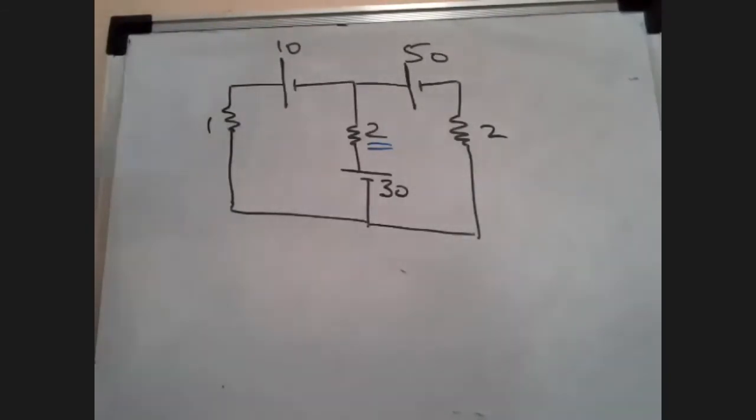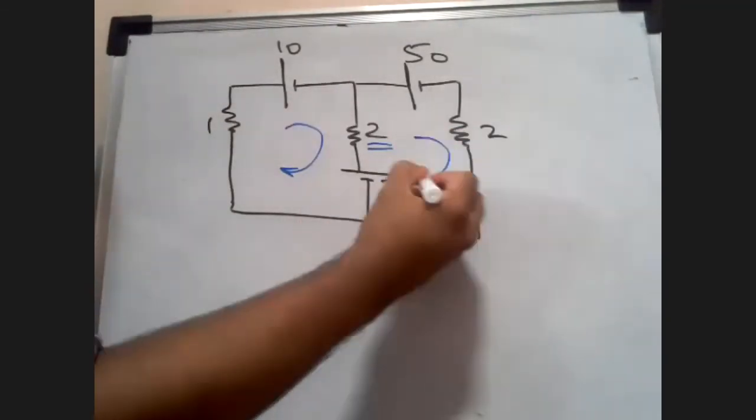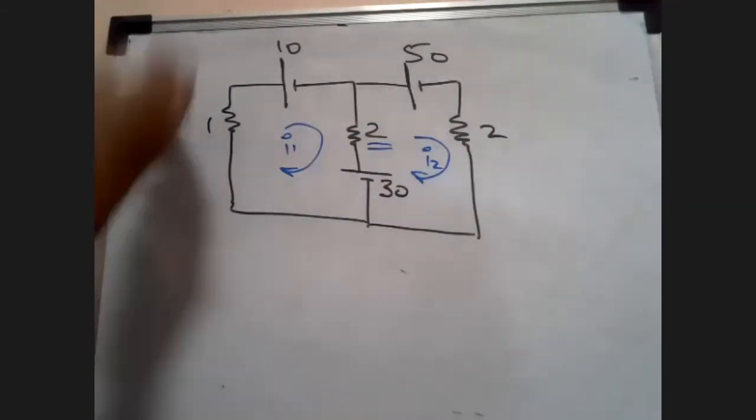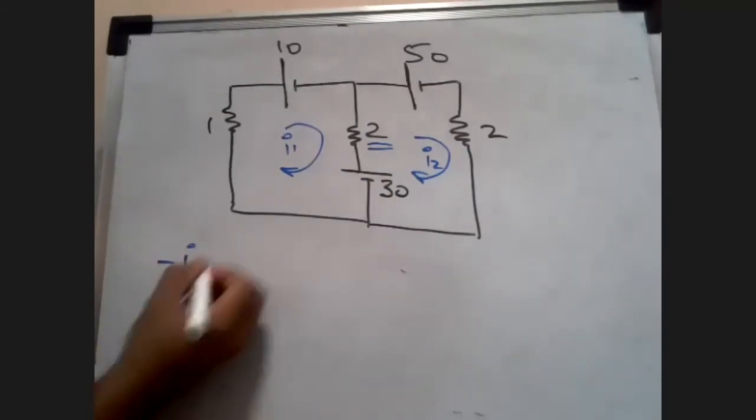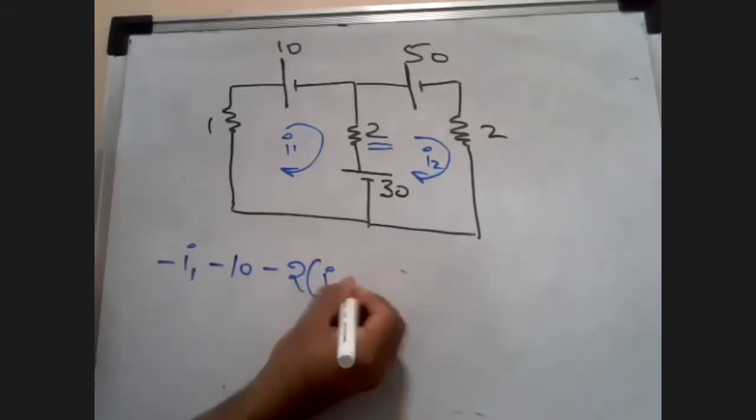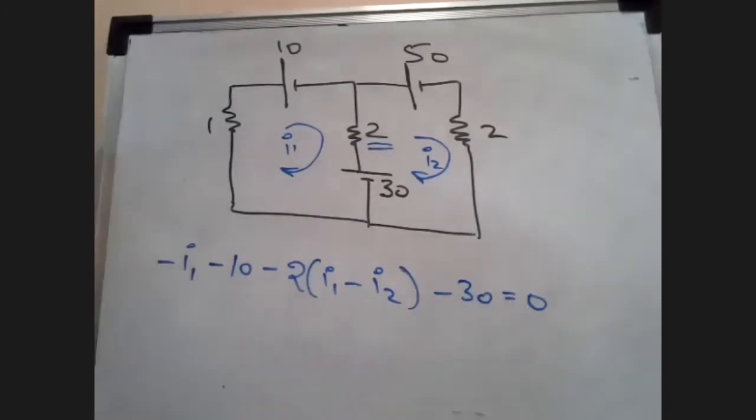Here you cannot use the approach which we just did in the previous one, because the potential at every branch is different. So here you have to apply the loop law. Apply loops in both of them. If we apply loops here, I'll say this is I1, this is I2. Just write the equation. What will be the loop equation for the first loop? Will it be minus I1, minus 10, minus 2 times (I1 minus I2), minus 30 equals 0? Yes or no?